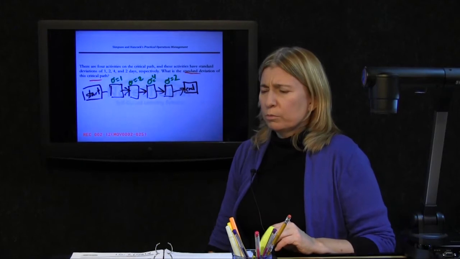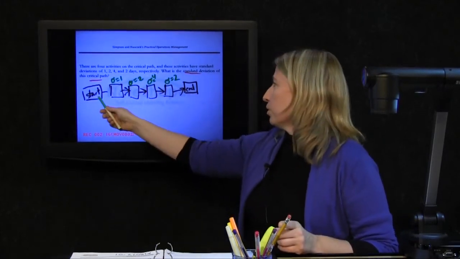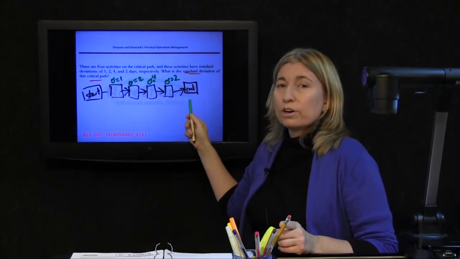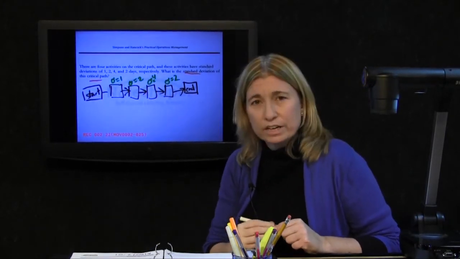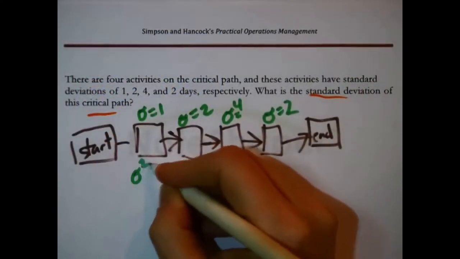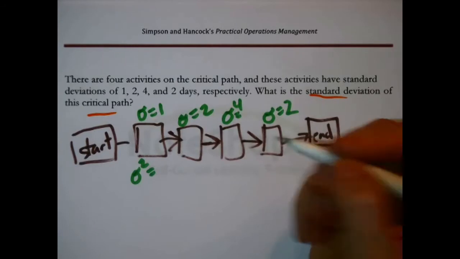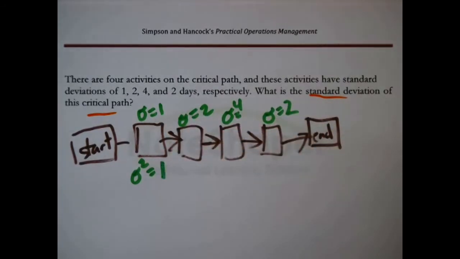You can never add standard deviations. We want to know what the overall standard deviation is here, so we have to first convert these to their variances. The variance is nothing more than the standard deviation squared. In the case of the first task, that's not going to matter because 1 squared is 1.